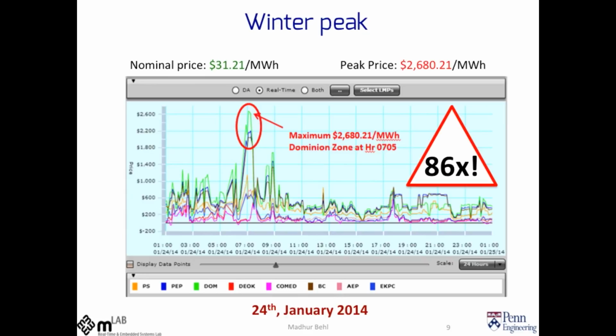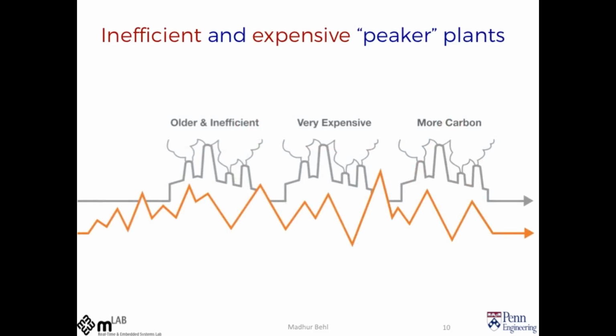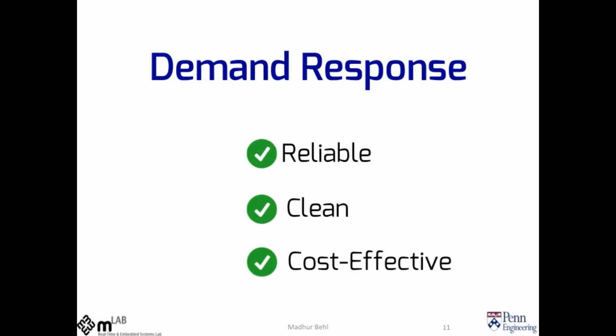And the reason why these prices increased by these huge orders of magnitude is because when peaks occur on the grid, the suppliers or the generators have to rely on more inefficient and expensive sources of meeting that deficit between the supply and demand, which are called peaker plants. But an alternative to using this dirty and expensive energy is what is called demand response, which is a much cleaner and cost-effective way of mitigating peaks and not relying on these heavily carbon-emitting plants.